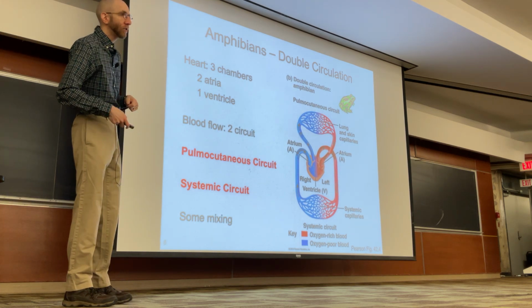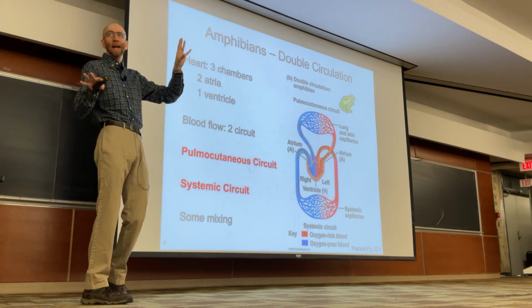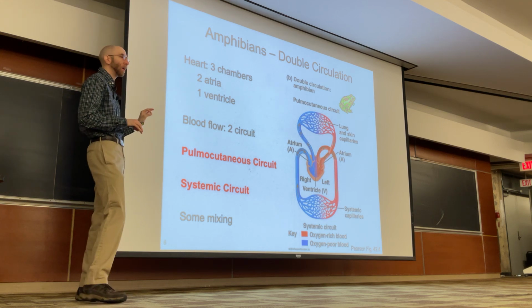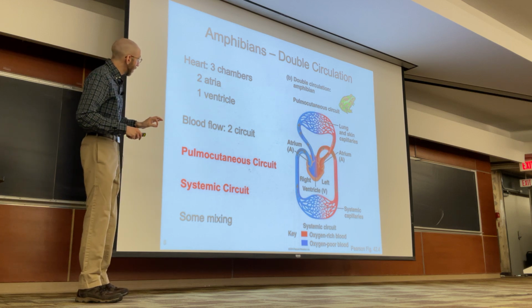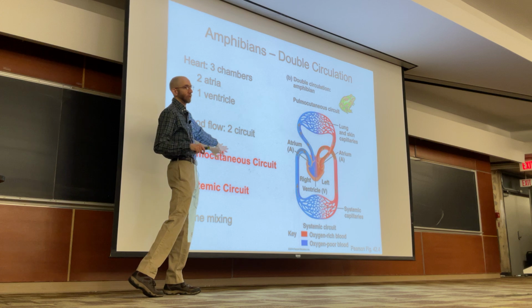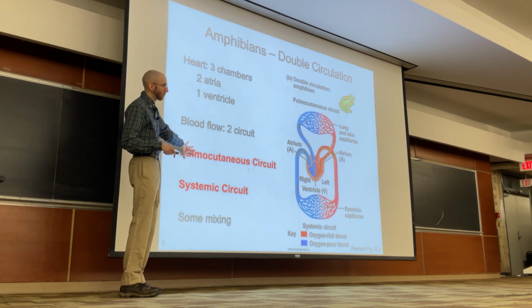And we have 2 distinct circuits when the blood leaves the heart. It can go one way, it can go the other way, and each of those circuits is a closed loop that leads back to the heart, where you have to get back to the heart before you do the other circuit. Okay, so one of the circuits is called the pulmocutaneous circuit. Let's break that down. Pulmo, lungs.